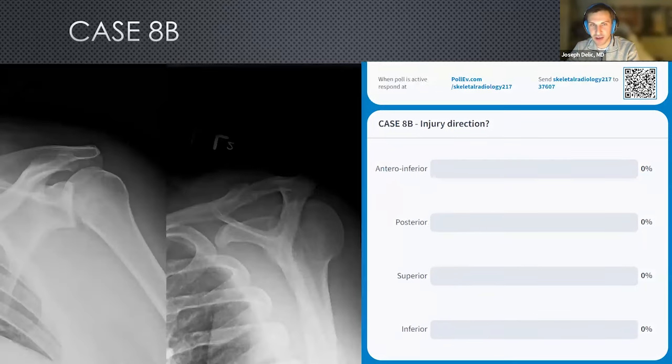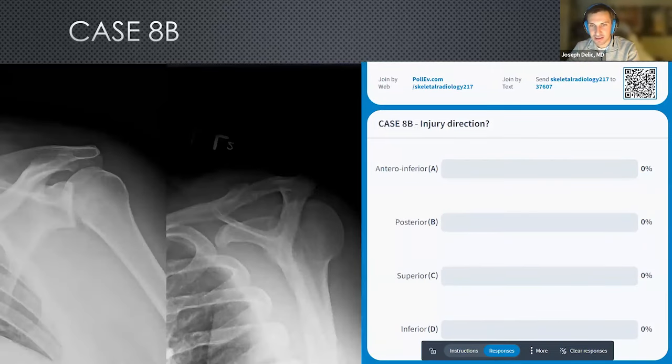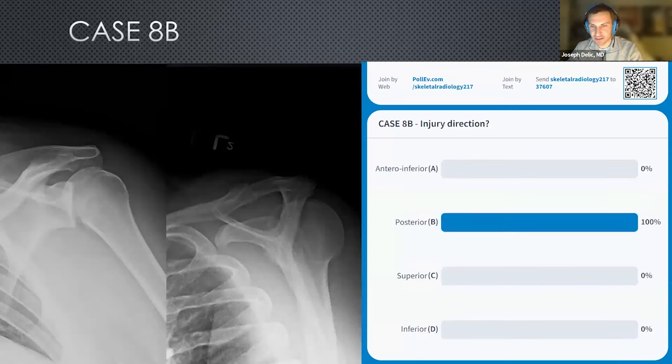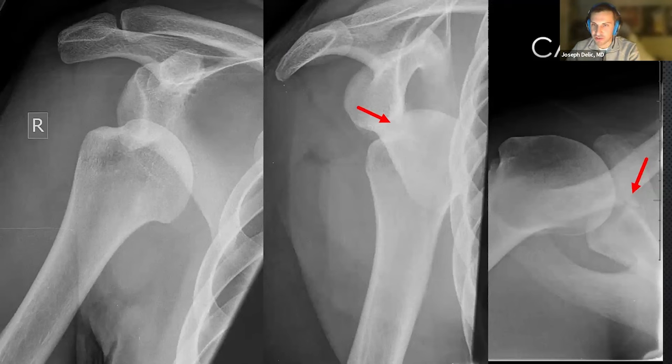Okay, so how about 8B? What is this injury direction? Okay, so we have 100% on that one. Good. So we have two different injuries here. So if we look at case 8A, what are we seeing?